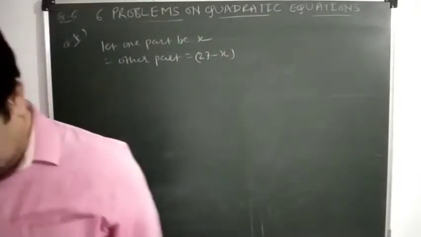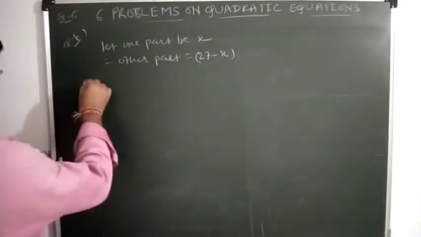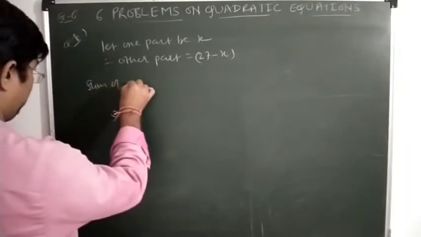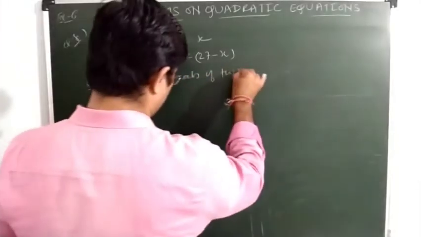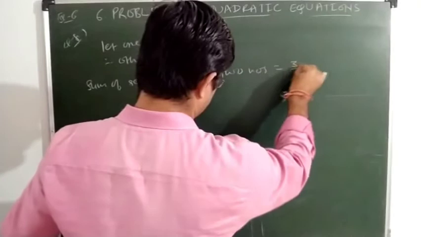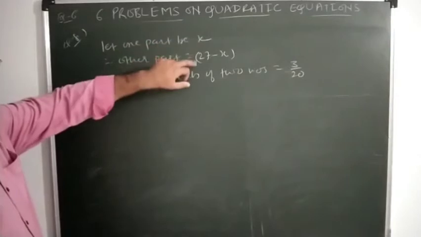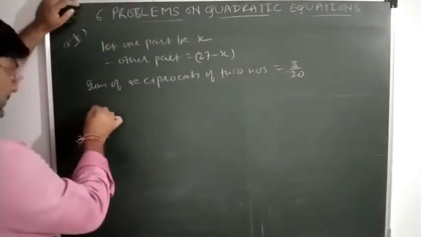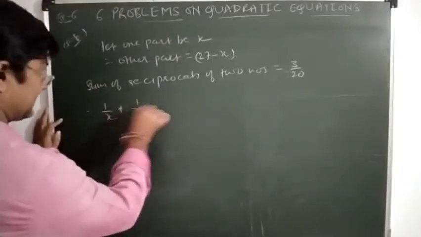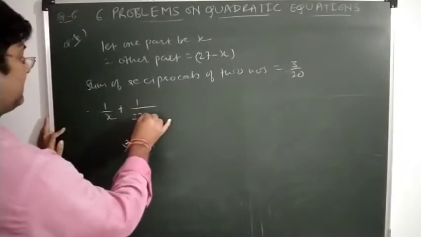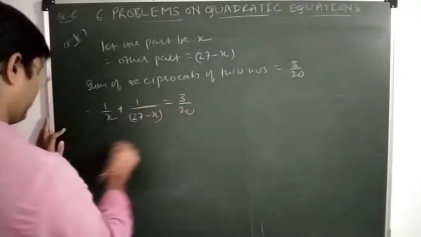Okay, now it is given that the sum of their reciprocals is 3 by 20. Sum of reciprocals of two numbers is 3 upon 20. So if you take the reciprocal of the two numbers and add them, you will get 3 by 20. So let us do that. Reciprocal of x is 1 upon x plus reciprocal of 27 minus x is 1 upon 27 minus x, which is equal to 3 by 20.